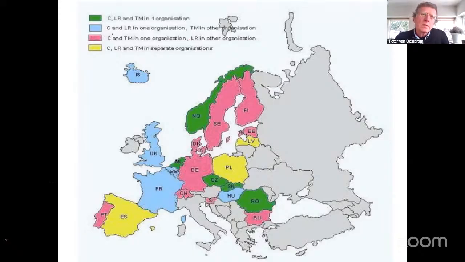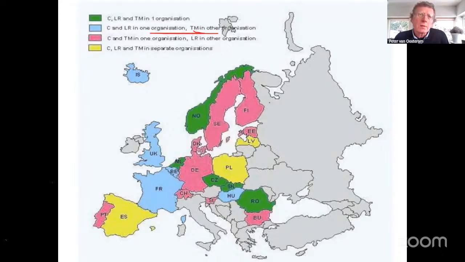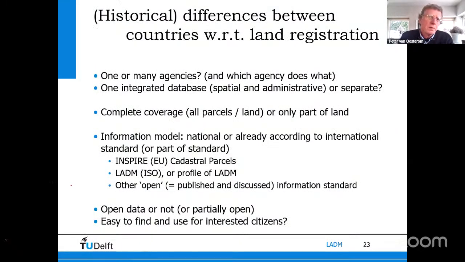In yet other countries, Cadastre and Land Registry are together in the blue countries, but topographic mapping is in another organization. So that is in the UK, in France, Iceland, Hungary, etc. And so every country has a different organization. Somehow having the information together is easier to have consistent information. But every country has its own history, which resulted in different agencies or parts of government.